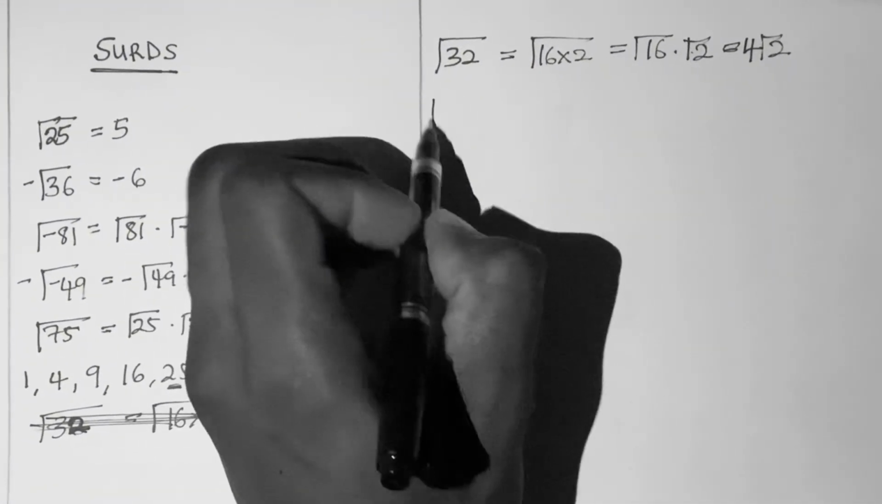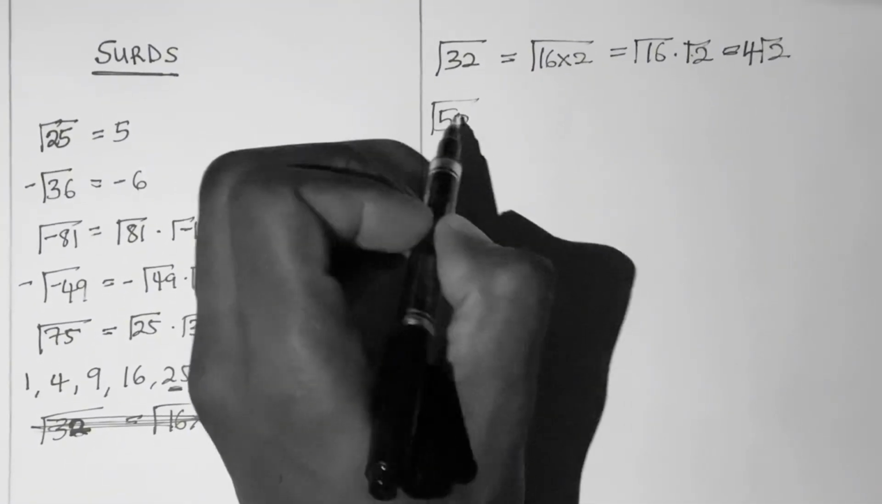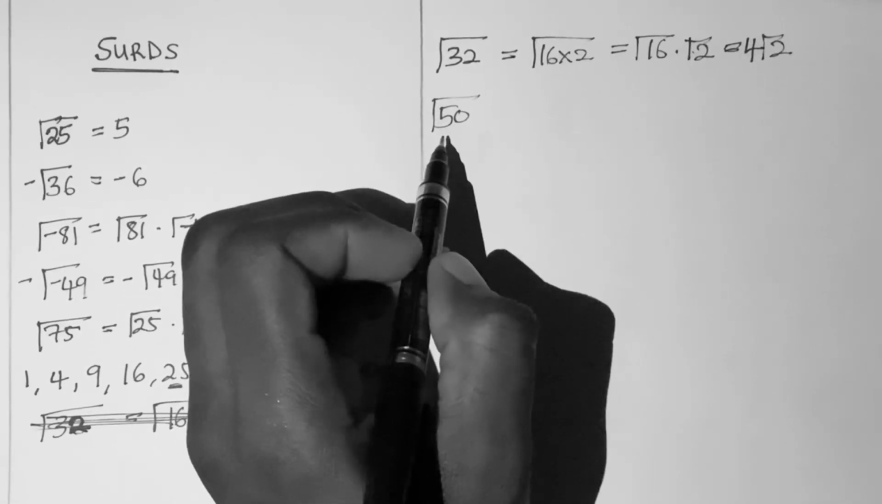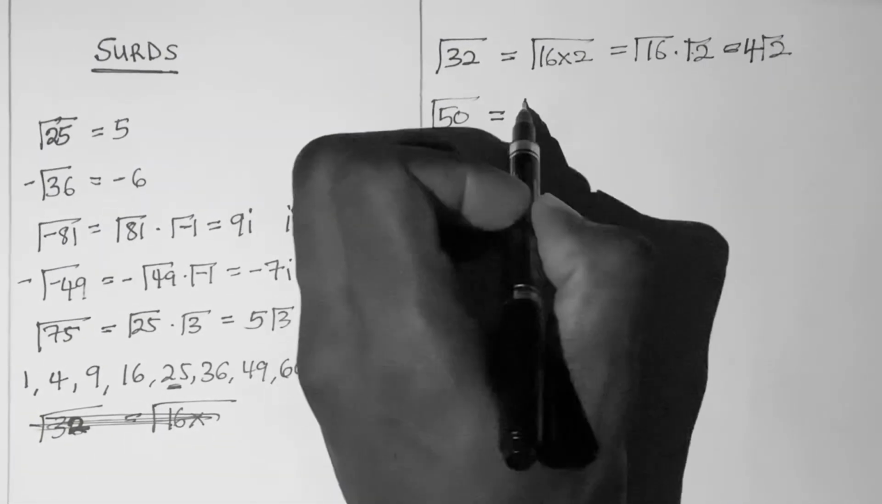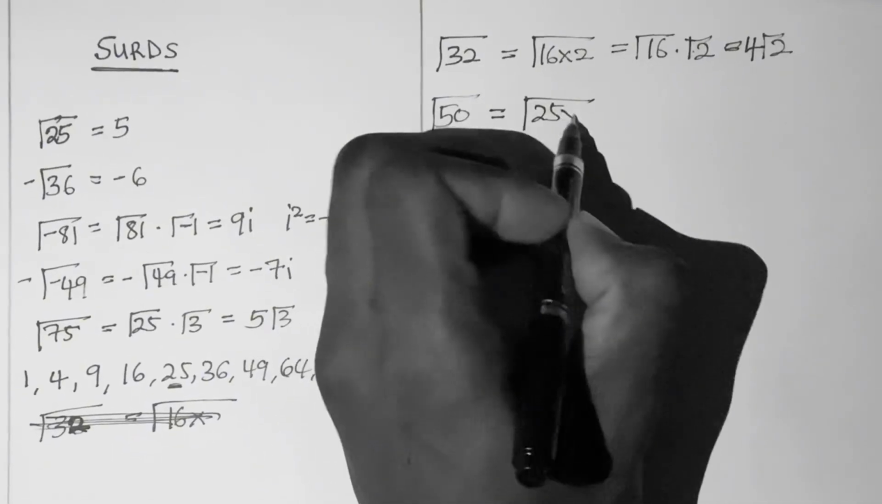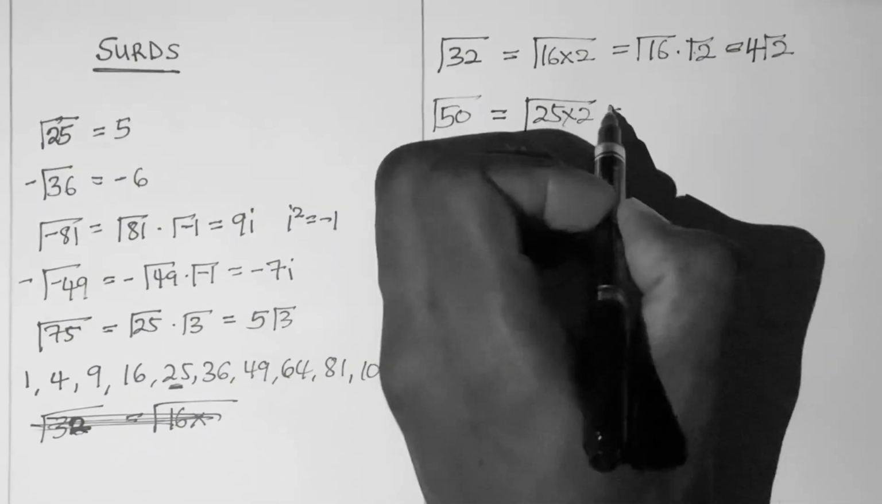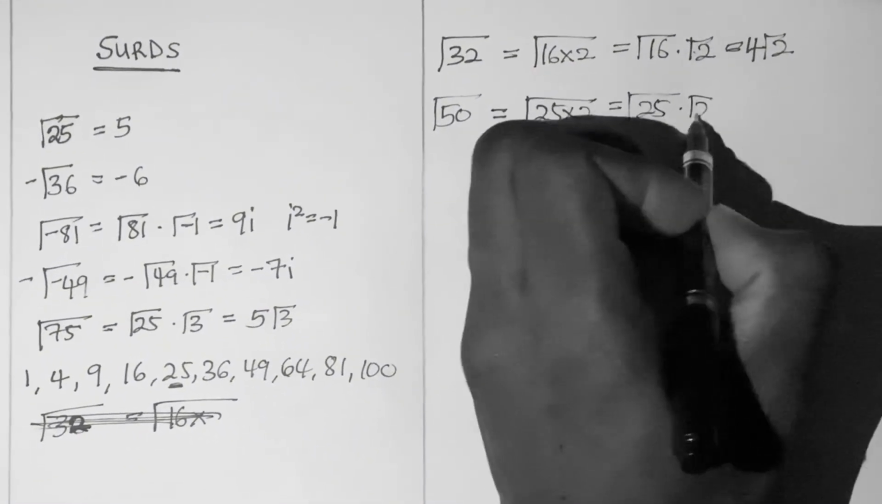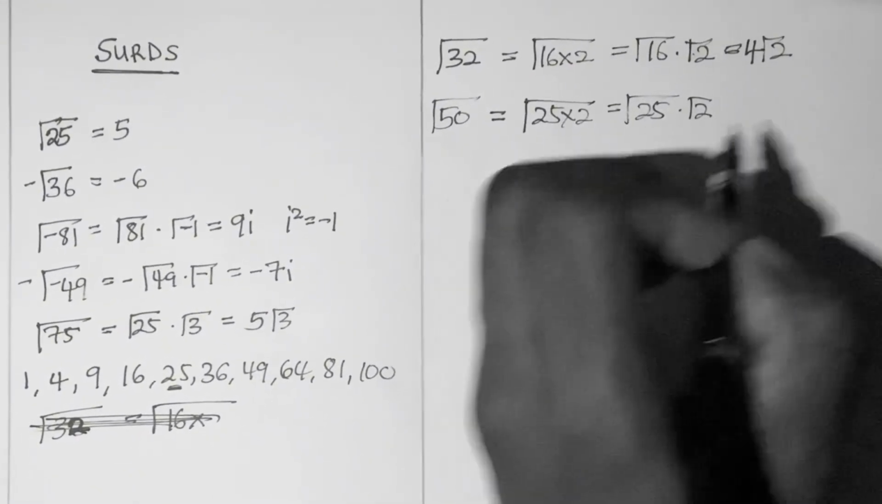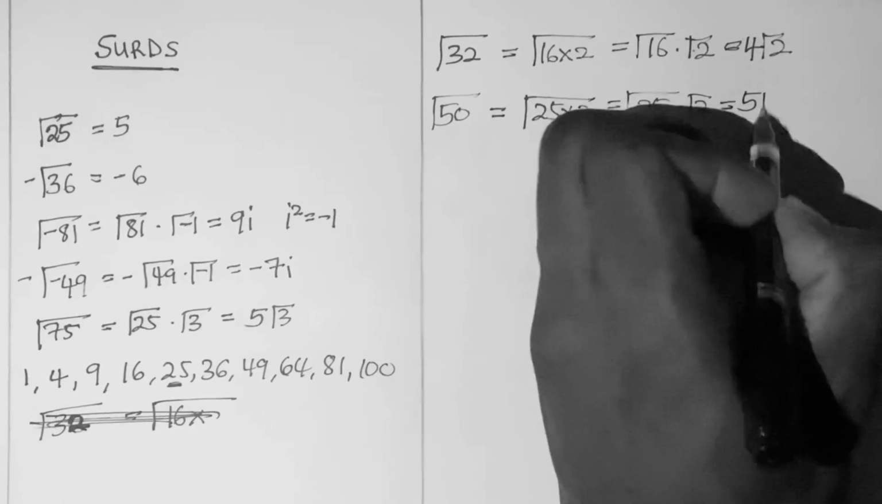Now let's come to square root of 50. You see that 25 times 2 is 50, and 25 is a perfect square. So this will give us square root of 25 times 2, and this will give us square root of 25 times square root of 2. Square root of 25 is 5. So this is equal to 5 root 2.